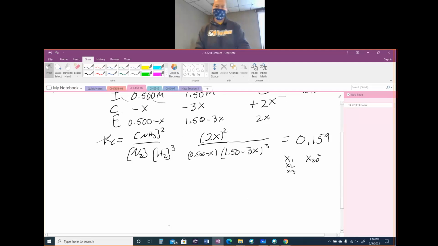All right, so here is where you're going to have to put your math skills to work. There will not be a problem this hard on the test, but this is a good thinking problem. All right, so I have my 2x squared. All right, and I have my 0.500 minus x. And then I see that I have a common factor here.